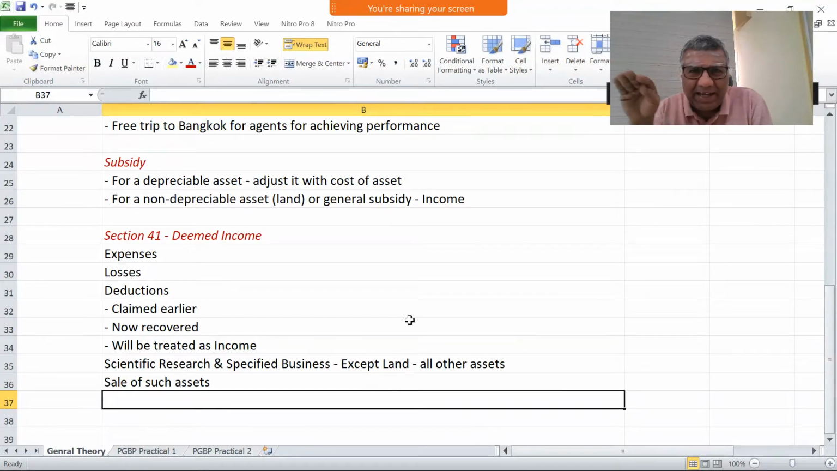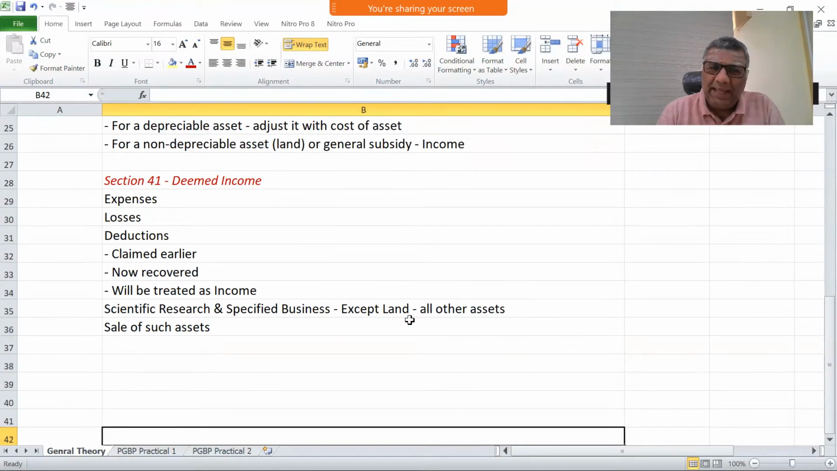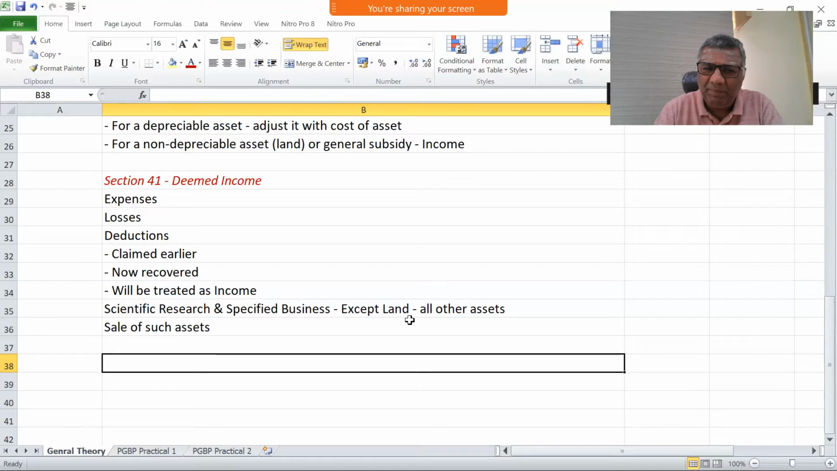Bottom line is very clear. It's a simple logic which we do in our normal life; any illiterate will say, if I spend something, it is an expenditure. I have spent extra, so they return me back. That is an income. A reduction in expenditure is equivalent to an income. So any expenses, losses, deductions claimed earlier, now recovered, it is an income.